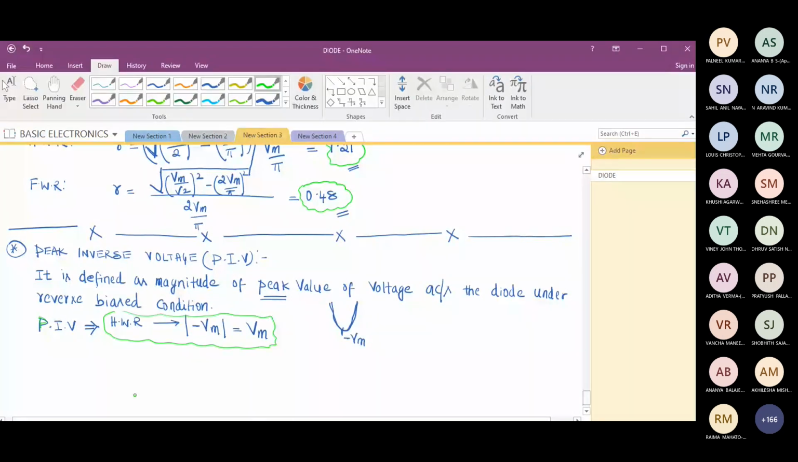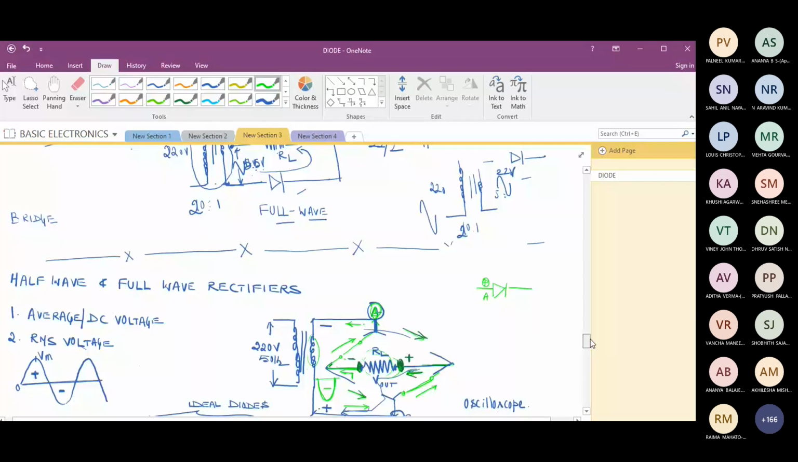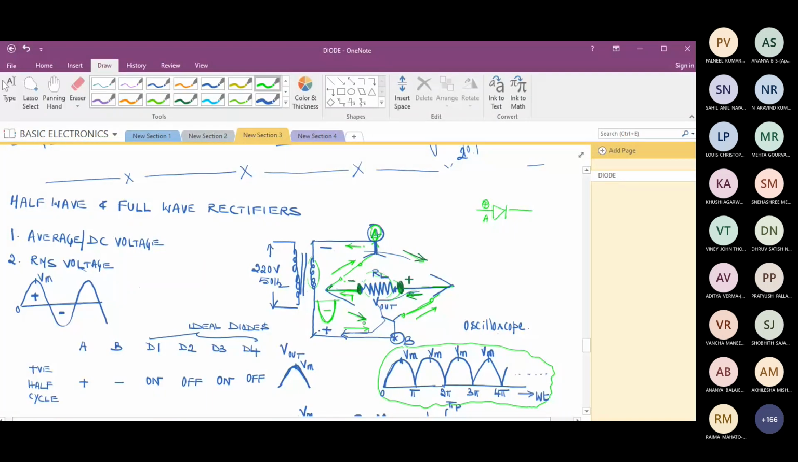Do you have any doubts in this? You can ask. Any doubts, or can I proceed? Yes, sir. Okay. My question is, before I take up center tap full wave, if I take bridge rectifier, can you tell me what is PIV? What is PIV?